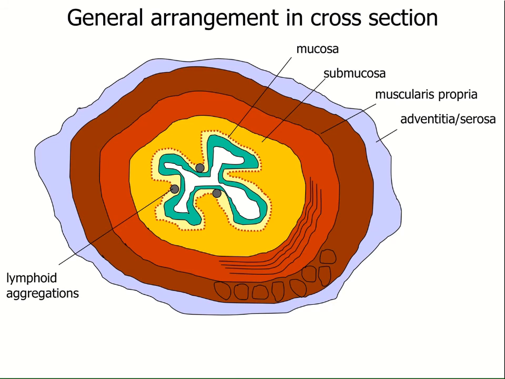In the lamina propria of the mucosa, there are lymphoid aggregations. This is obvious in places like the ileum, where there are large aggregations of lymphoid tissue which are called Peyer's patches. In the submucosa, there are submucosal glands. In places like the duodenum, there are numerous submucosal glands.